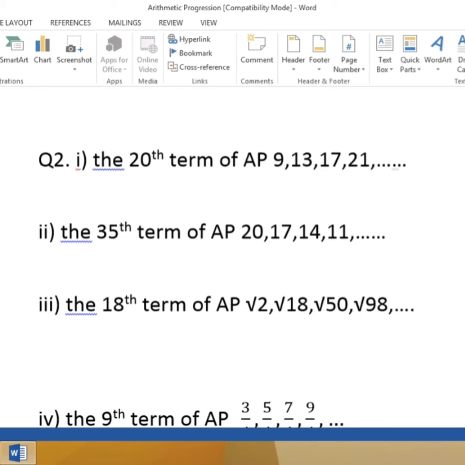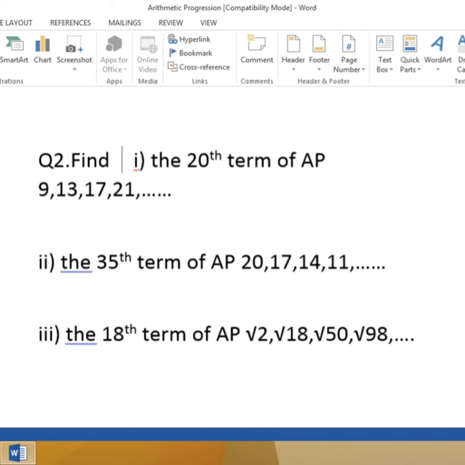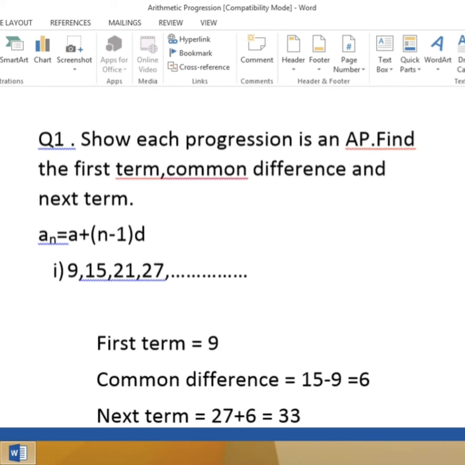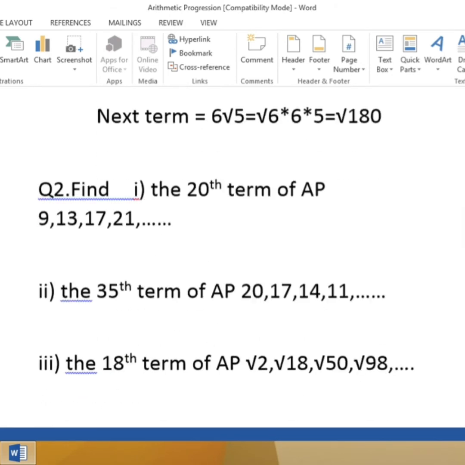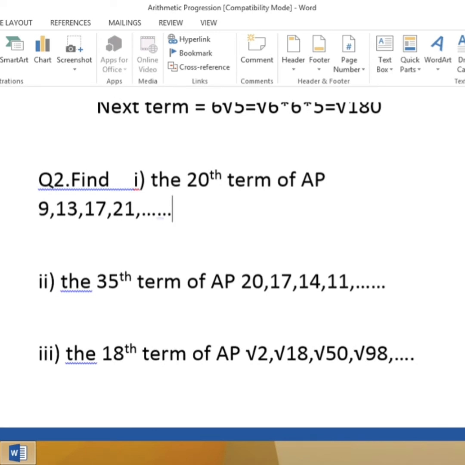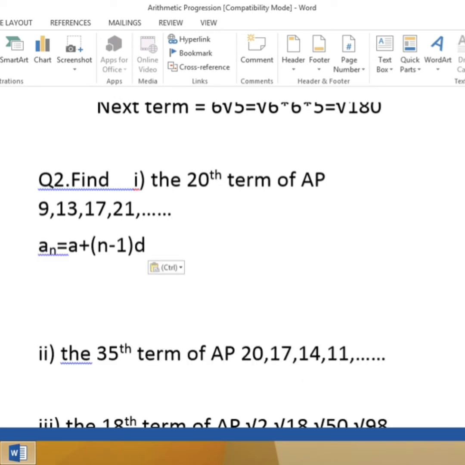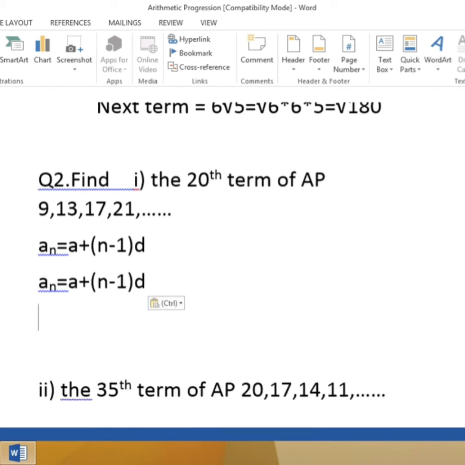First part of question 2. We have to find the 20th term of arithmetic progression 9, 13, 17, 21. So we'll just use the formula of arithmetic progression for the nth term: an equal to a plus (n minus 1) into d, where an is the nth term, a is the first term and d is the difference.